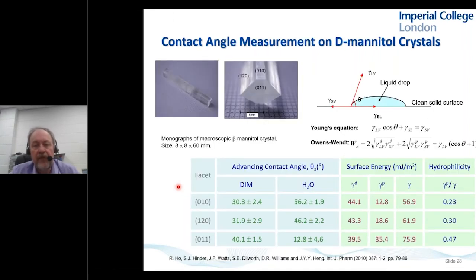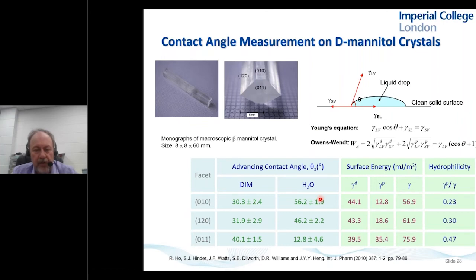So here we go. This is the contact angle measurement at the moment on D-mannitol crystals. We've got the crystals here, and this is diiodomethane, my hydrophobic liquid. It's measuring the van der Waals interactions. And this here is water. It's measuring the acid-base or polar interactions. What I'd like you to note is that the diiodomethane ones for 010 and 120 are fairly similar, but for 011, quite different, a bit more hydrophobic at the end here.